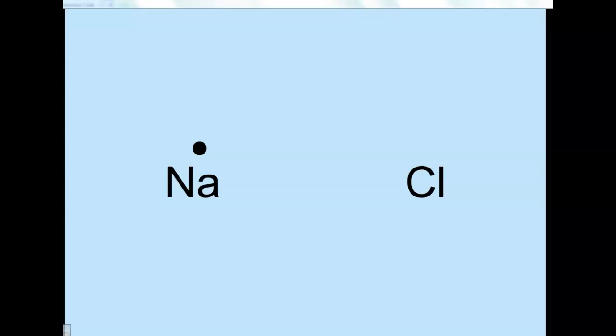How many does chlorine have? Look it up, look it up. Pause if you need to. Hopefully many of you are ready to go with 7. 7 valence electrons. So how is this going to work?